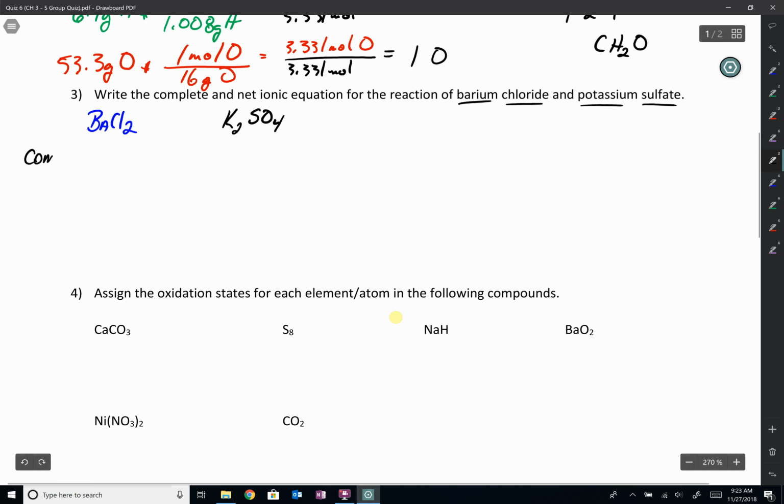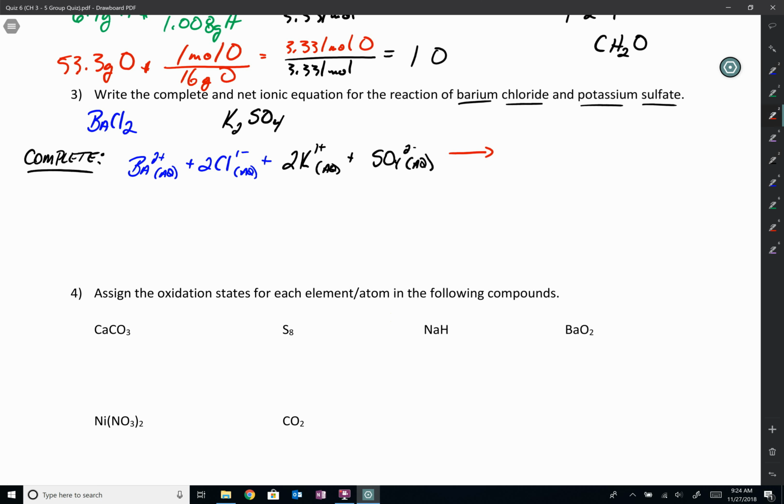So our complete equation starts out like this, right? Our complete equation is where we take the barium chloride and break it apart. So we have Ba2+ aqueous plus 2Cl- aqueous. We break apart the potassium sulfate, so 2K+ aqueous plus SO4 2- aqueous. Okay, so the first part of our equation is where we break everything apart.